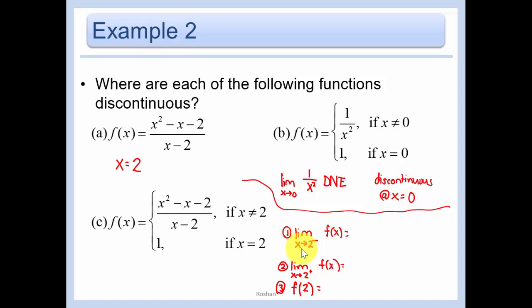In order to do the limit as x approaches 2 from the left, we would use this top function here, right? Because this function is only at x equals 2 exactly. So from the left and the right, we're going to use this function for both of them, actually. So we'll do the limit as x approaches 2 from the left, and we use that top function.